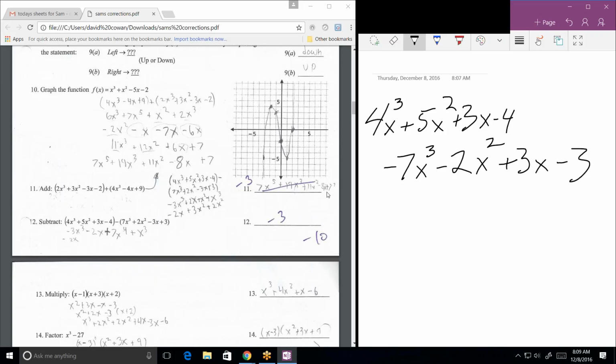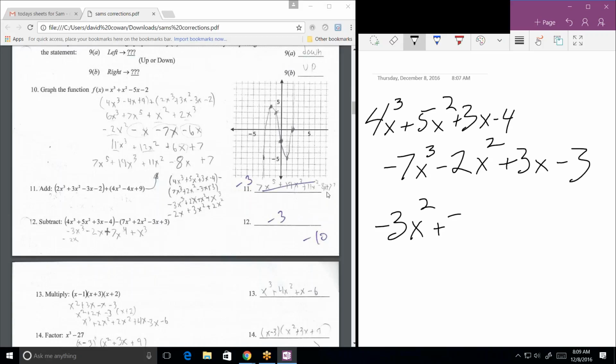Okay, now combine all the x cubed terms. What do you get? You get negative 3x cubed. Combine all the x squared terms. 3x squared. Plus, you need the plus sign.